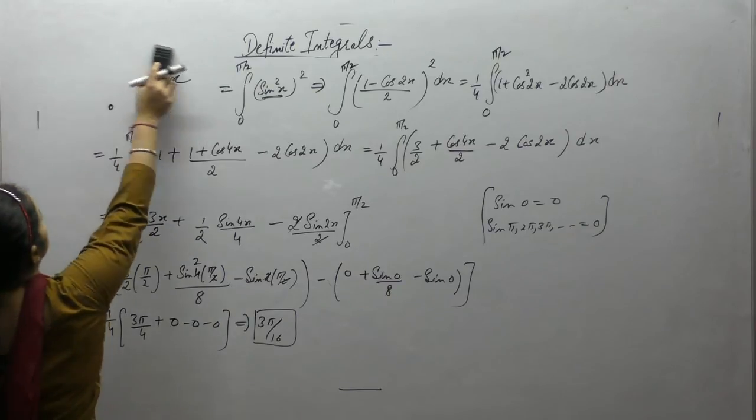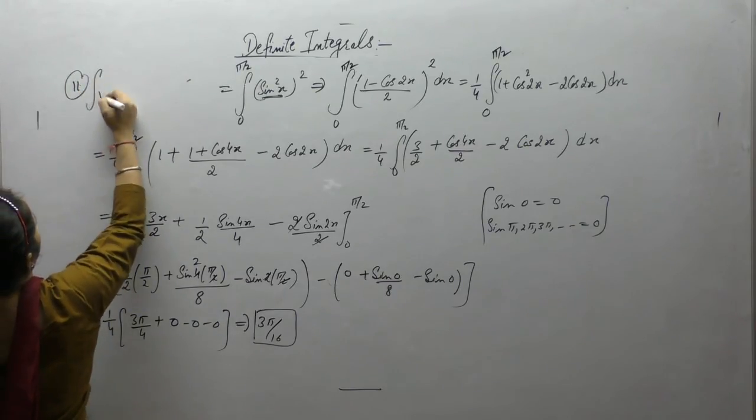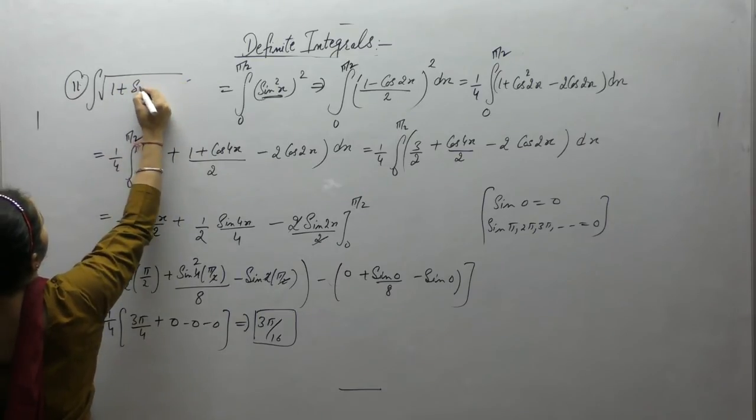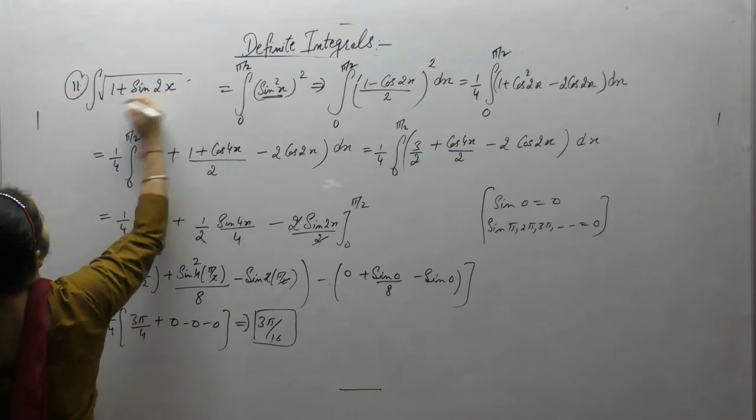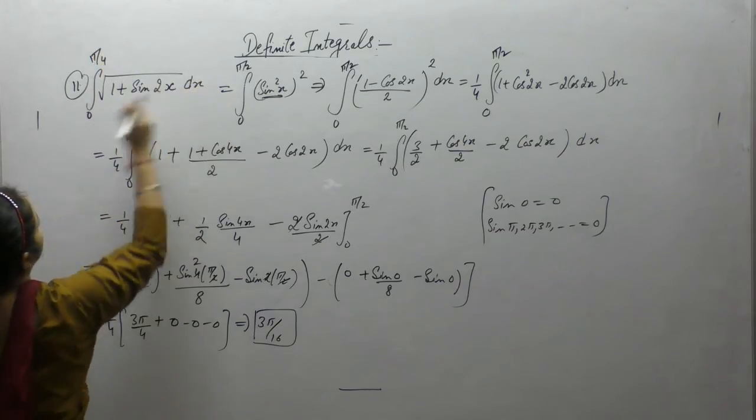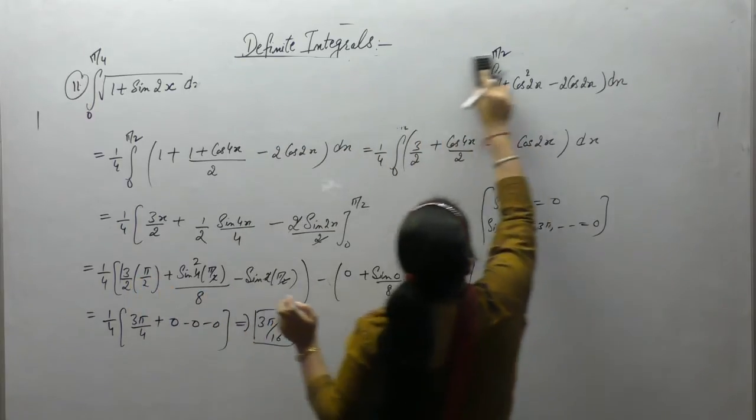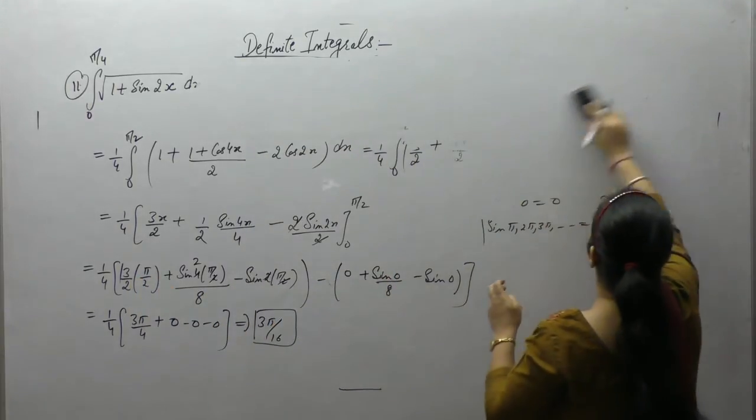Next one is the integral of the square root of 1 + sin 2x, with the limit going from 0 to π/4.